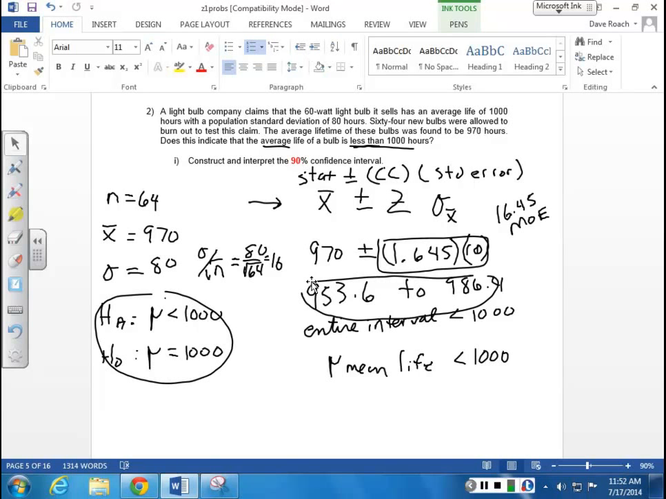And you should see the numbers 953, well, about 0.6, the same thing we calculated before, and the 986.4. So that gives you the lower and upper bounds of the confidence interval.